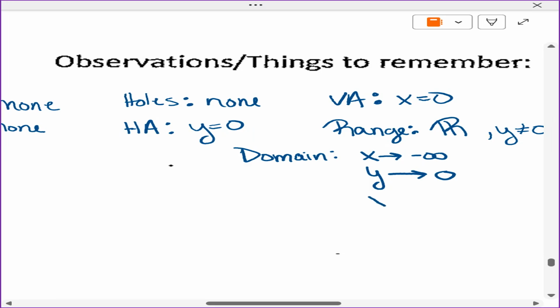Well, what about as x approaches positive infinity, as x gets really, really big? As I look along my x-axis, as x gets really, really big, it's closer to 0. y approaches 0.